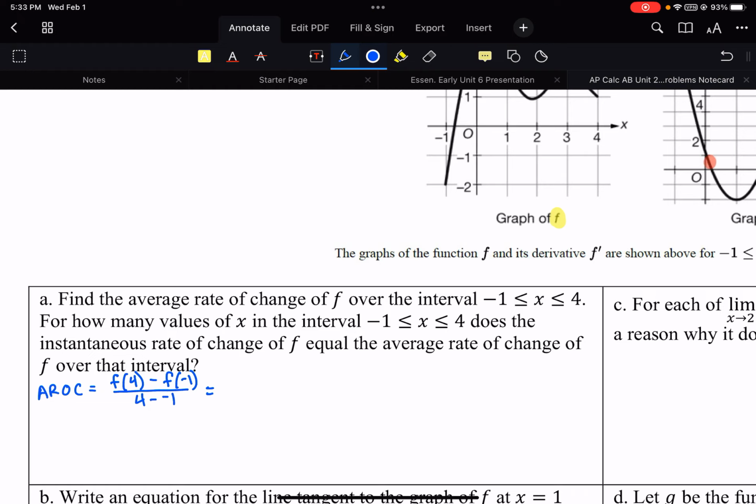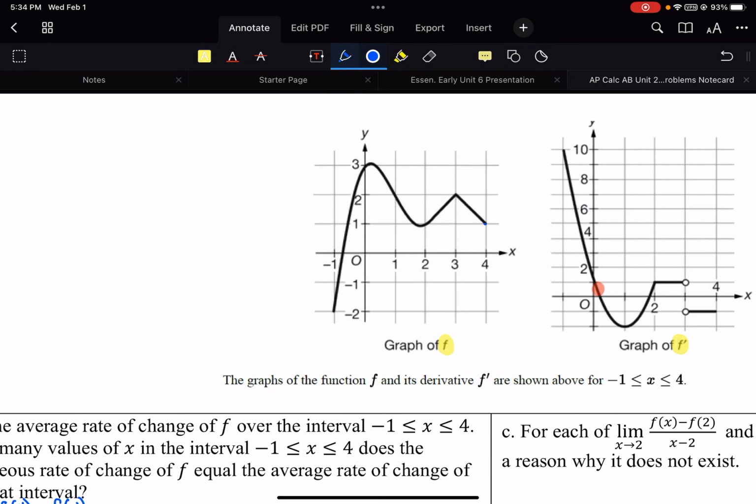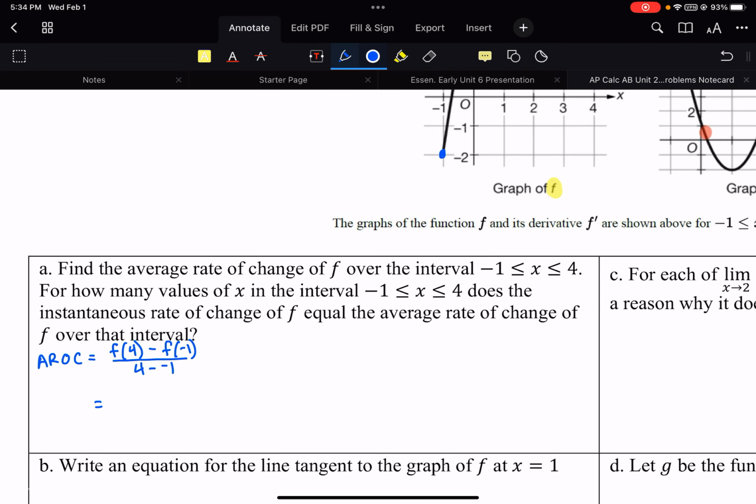So let's go ahead and calculate that. I'm actually going to stack my work. So f of 4, I'm just going to look up my graph. f of 4 is 1, f of negative 1 is negative 2. So I have 1 minus negative 2 over 5. So let's see, I've got 3 over 5. So 3/5 would be my average rate of change. Okay, that's your first point that you get for this one. You get a point for finding the 3/5.